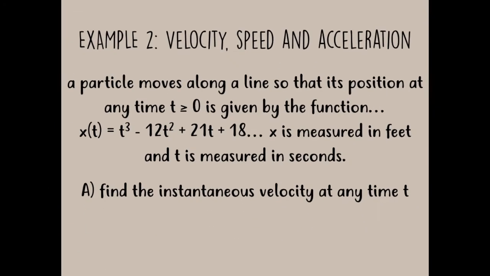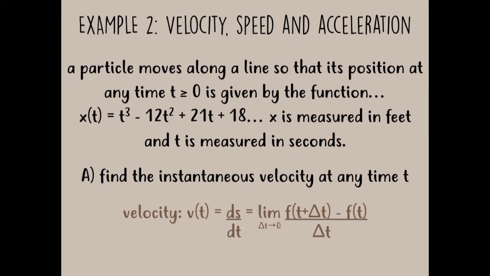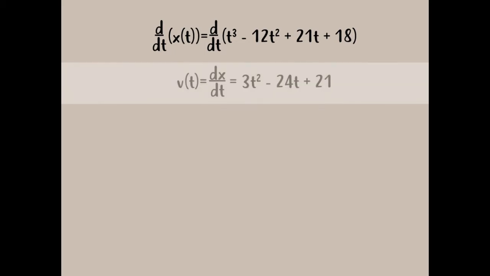A particle moves along a line so that its position function at any time is given by the function t cubed minus 12t squared plus 21t plus 18, where x is measured in feet and t is measured in seconds. First, we are to find the instantaneous velocity at any time t. Remember that the velocity is essentially the derivative of the position function. Here we are going to find the derivative with respect to t of t cubed minus 12t squared plus 21t plus 18. By utilizing the power rule and constant function rule, velocity equals 3t squared minus 24t plus 21.